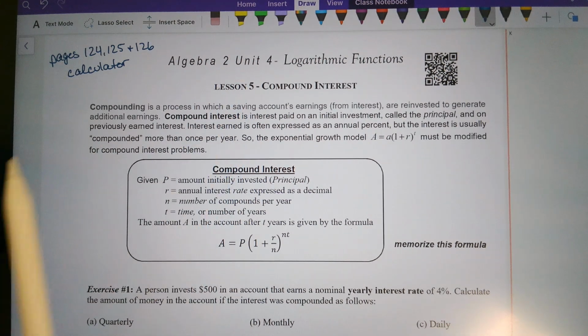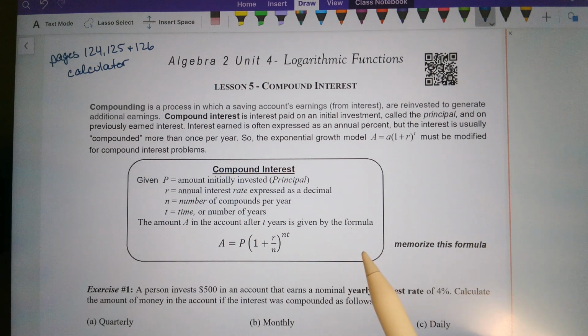Compound interest. Compounding is a process in which a savings account's earnings from interest are reinvested to generate additional earnings. Compound interest is paid on an initial investment, called the principal, and on previously earned interest. Interest earned is often expressed as an annual percent, but the interest is usually compounded more than once per year.